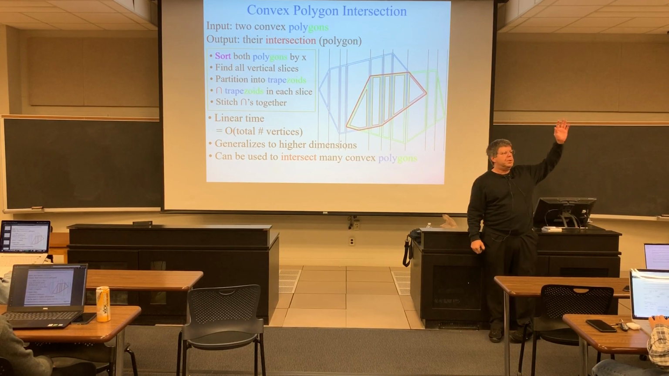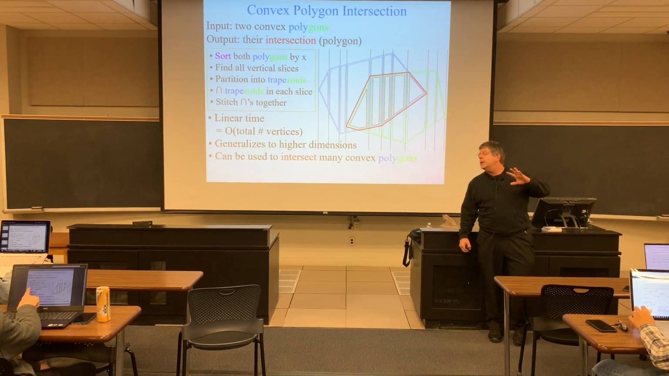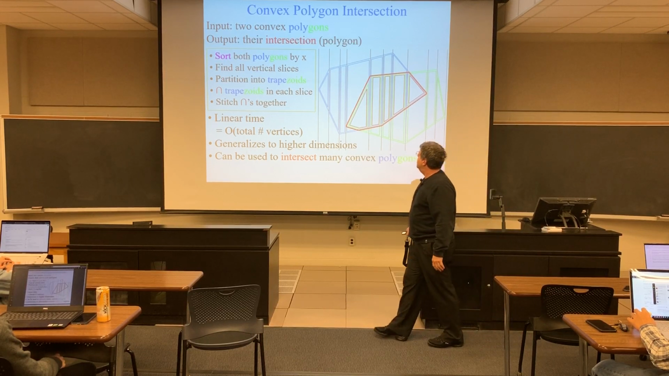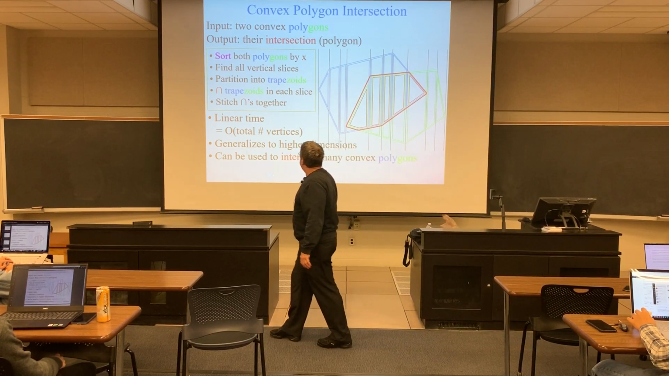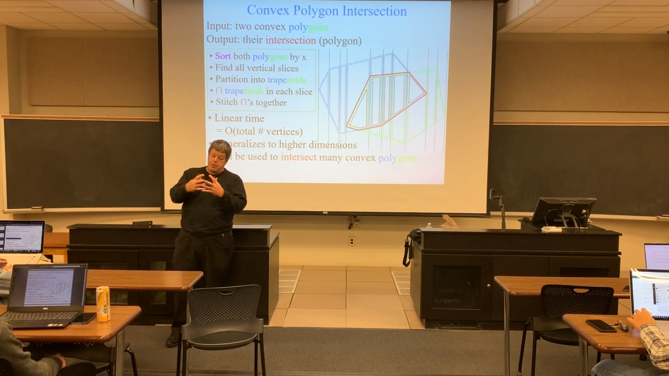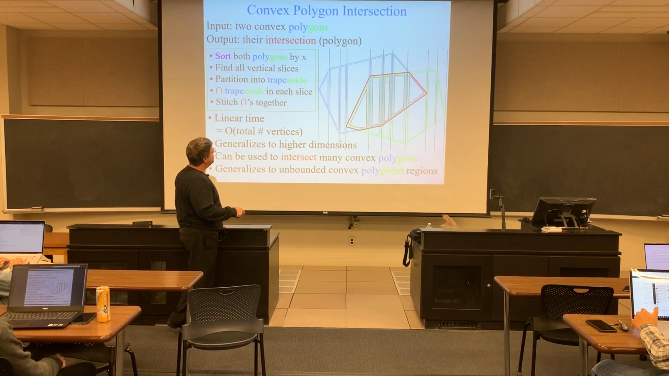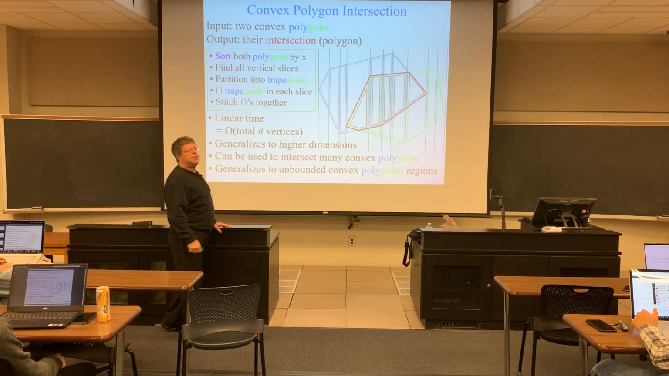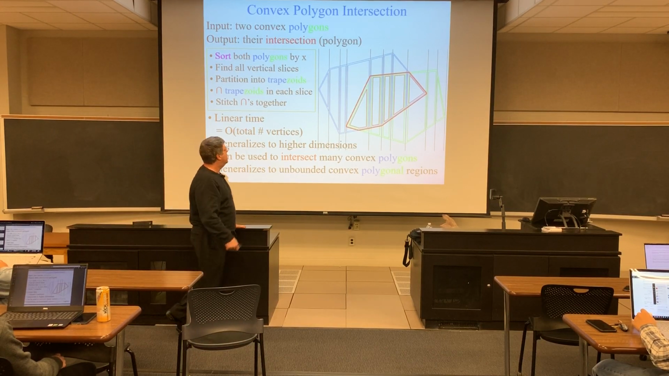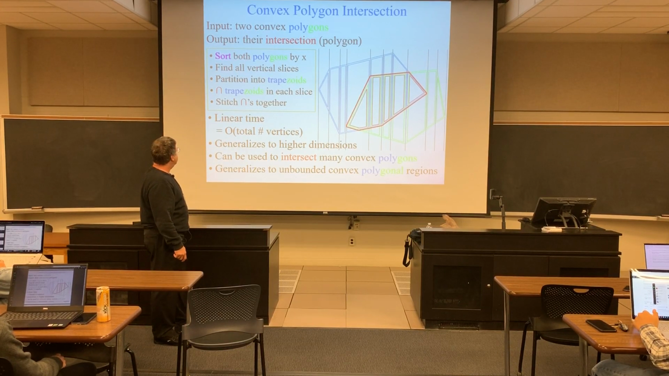How many get this approach? Okay, any questions about that? It's important that you see that it's linear time, that nothing here takes more than linear time. This generalizes to higher dimensions. You can intersect three-dimensional polygons, which are called polytopes, or even higher dimensions. And you can use this to intersect many convex polygons with each other to find the overall mutual intersection of all of them, not just a pair. It costs a little bit more in time, but we'll see how that grows in a second.